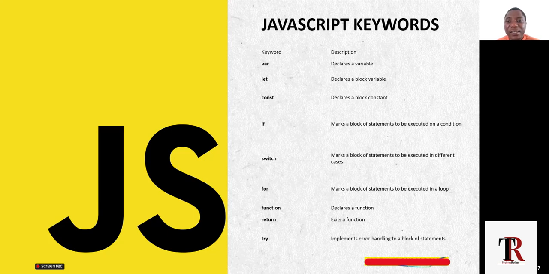Then we have let, which declares a block variable. We have const, which declares a constant, a block variable. This means that var, let, and const are keywords in JavaScript with which you can declare variables. Each of them does the same thing, declaring variables, even though their behavior differs. For example, when you declare a variable with const, you cannot change the value of that constant and you cannot reassign it. With let, you can reassign the value, but you cannot redeclare the variable.